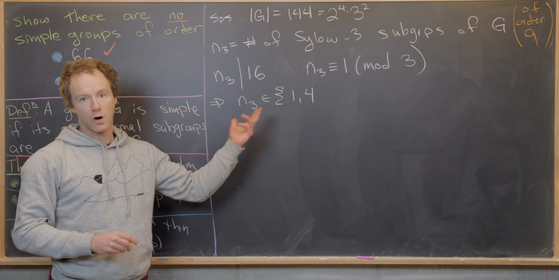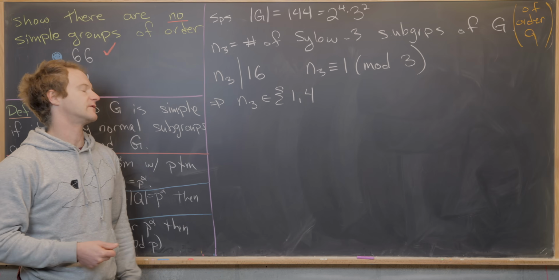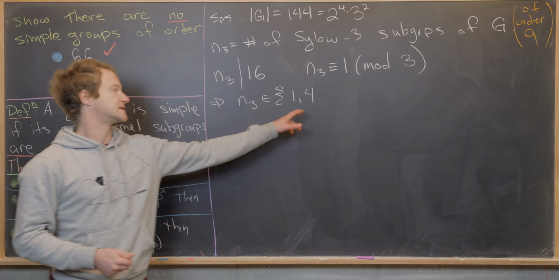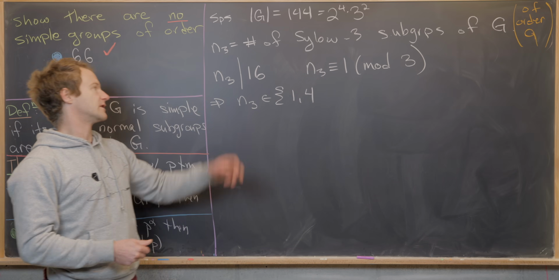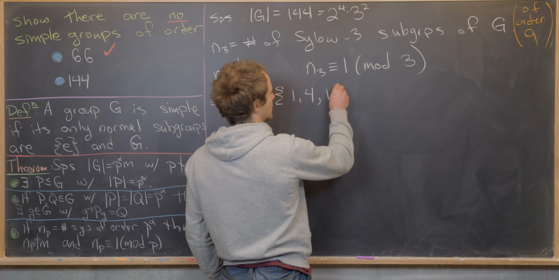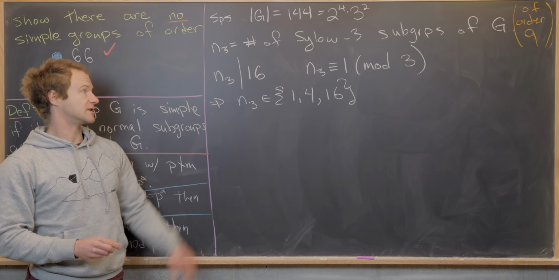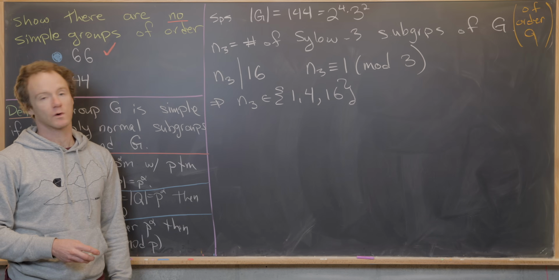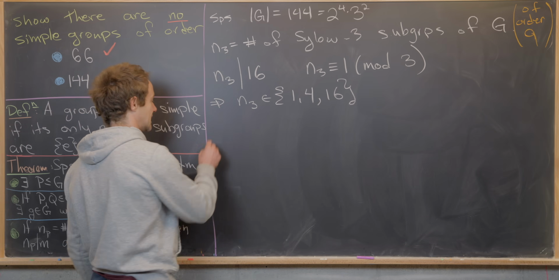Well, 1 is always going to be a possibility because 1 is always congruent to 1 mod p for any prime, and it always divides every number. Notice that 4 is congruent to 1 mod 3, and 4 divides 16. But then the only other one that works is 16. Notice that the other divisor of 16, which is 8, is congruent to 2 mod 3, so that does not work. So let's just rip through these one case at a time.